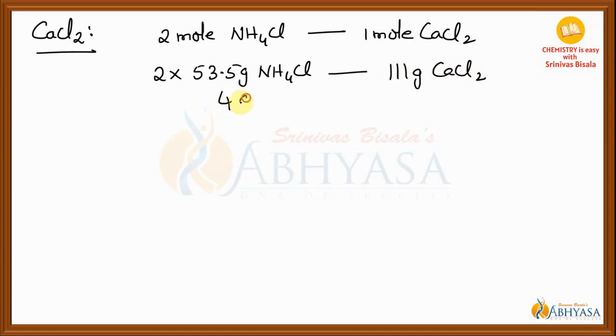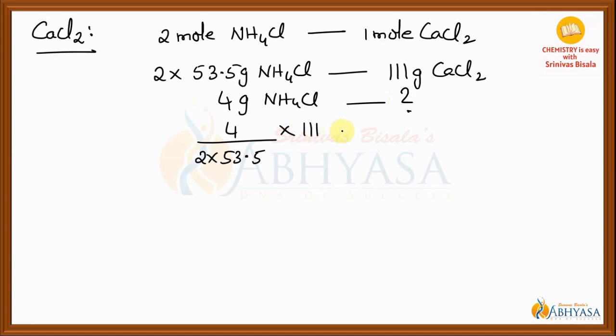But here we have only 4 grams of ammonium chloride. So that will give rise to how much quantity of calcium chloride? It is 4 by 2 into 53.5 multiplied by 111. And after solving, you'll be getting the value as 4.14 grams. What is this one? This much amount of calcium chloride is formed when 4 grams of ammonium chloride reacts with a certain quantity of calcium hydroxide. Let's see the other product.